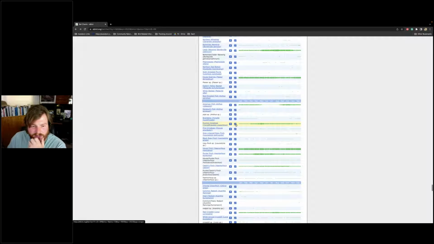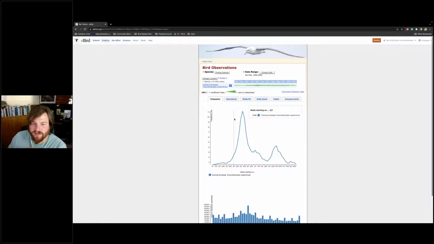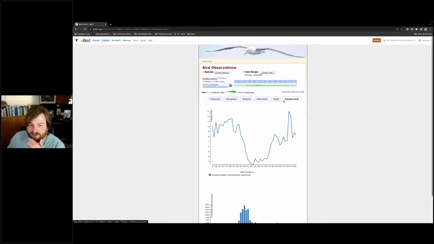Evening grosbeak, another one. This can be an eruptive one. So, best time of year to see evening grosbeaks. We could look at frequency, but it's not my favorite. I prefer abundance or average count, and that gives us a better picture. You can see it's up from basically the start of September until May. From September to May, that's when you're most likely to experience evening grosbeaks in an area where they're likely to be seen. Again, this average count excludes the checklists that were submitted that don't have any evening grosbeaks on them whatsoever.